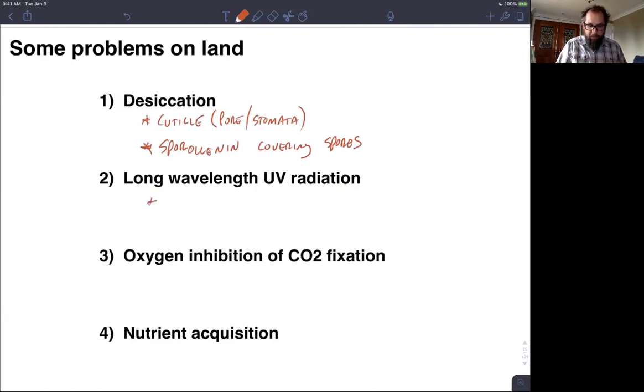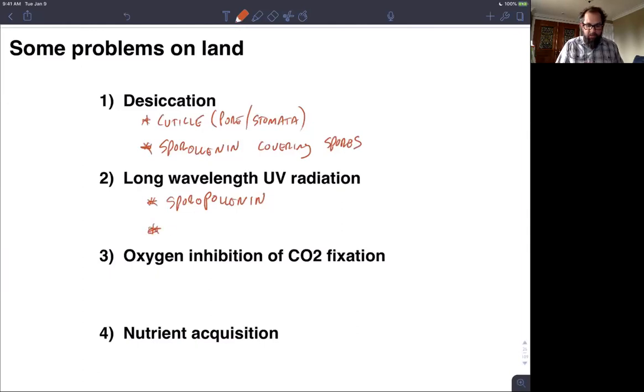When I talked about sporopollenin, I also talked about long wavelength UV radiation. As you move out of the water and onto the land, UV radiation becomes a big problem. Sporopollenin helps with that too. Sporopollenin, I see I didn't spell that right on the top one. It should be like that. So sporopollenin also protects those spores against UV radiation.